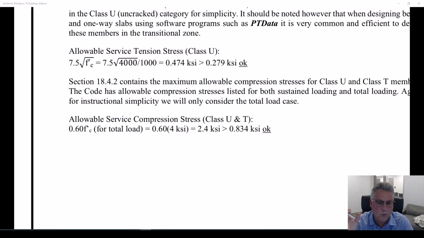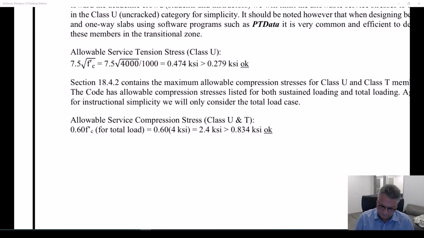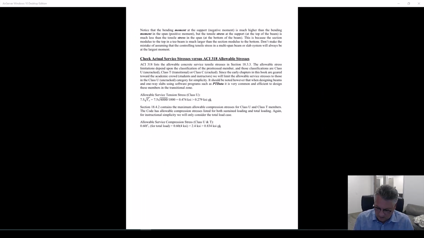You know, we're staying way away from exploding the concrete. So code says on 4 KSI concrete we can get to 2.4 KSI and nothing bad will happen. But please don't tell me that the allowable stress is the full breaking stress. I asked that, and some will anyway.